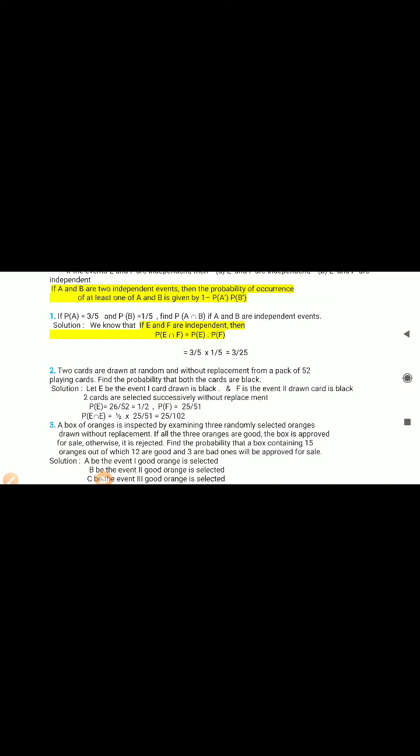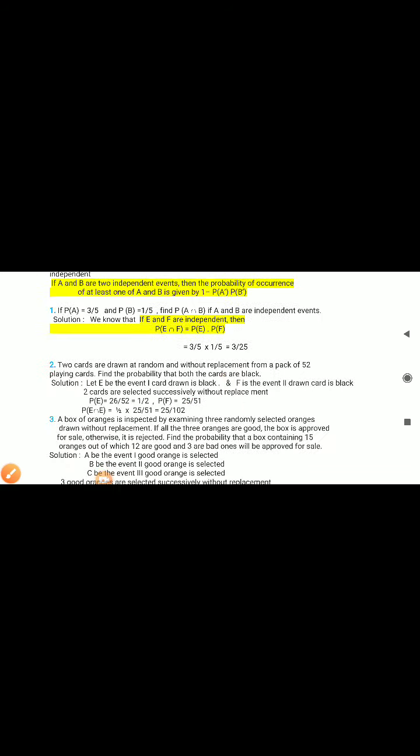P(E) is equal to the number of black cards upon total cards. There are 26 black cards and the total cards are 52. So calculating, we get 1 by 2. P(F): one card is already drawn, so there are 25 black cards remaining from 51 cards. So the probability of F is equal to 25 by 51. Now P(E ∩ F), that means both cards are black, will be equal to P(E) × P(F), that is 1 by 2 multiplied by 25 by 51. So we get 25 by 102 as a result.